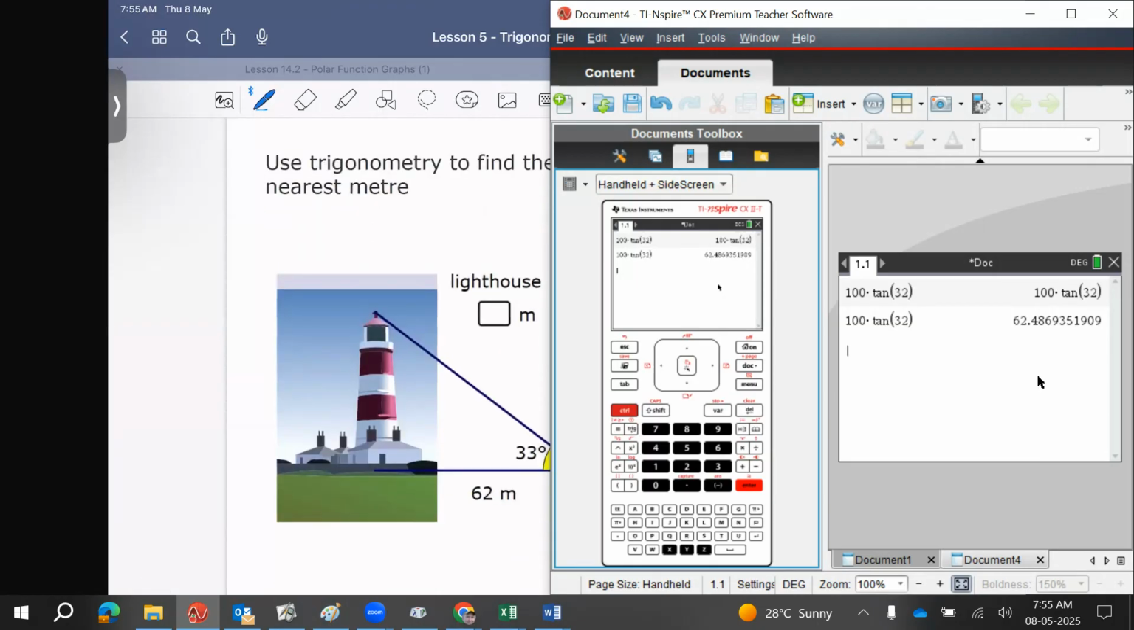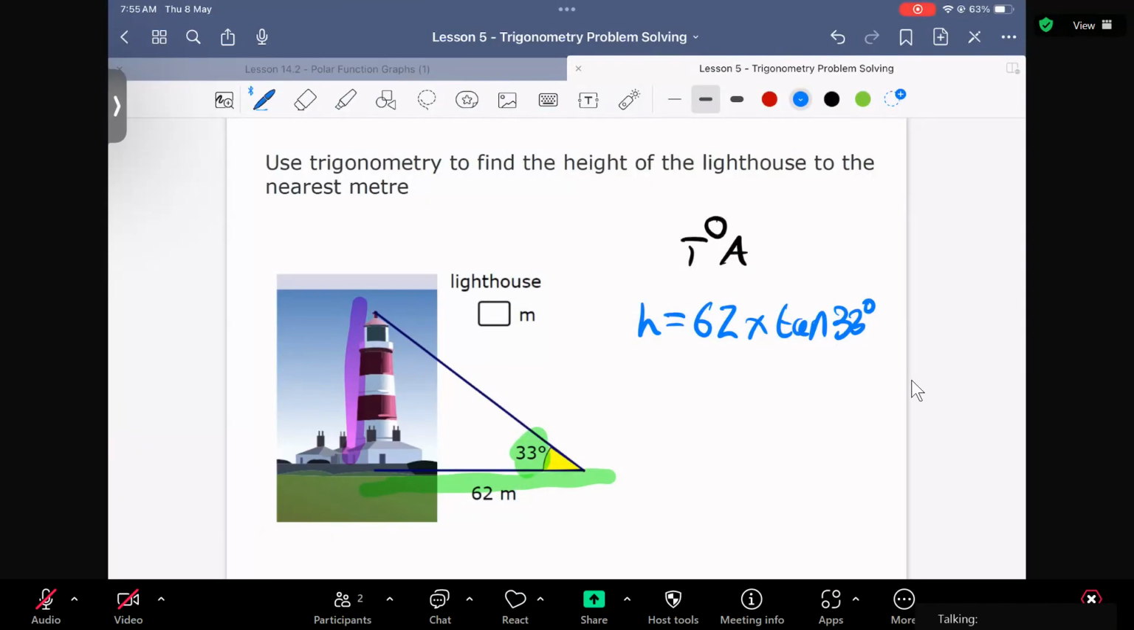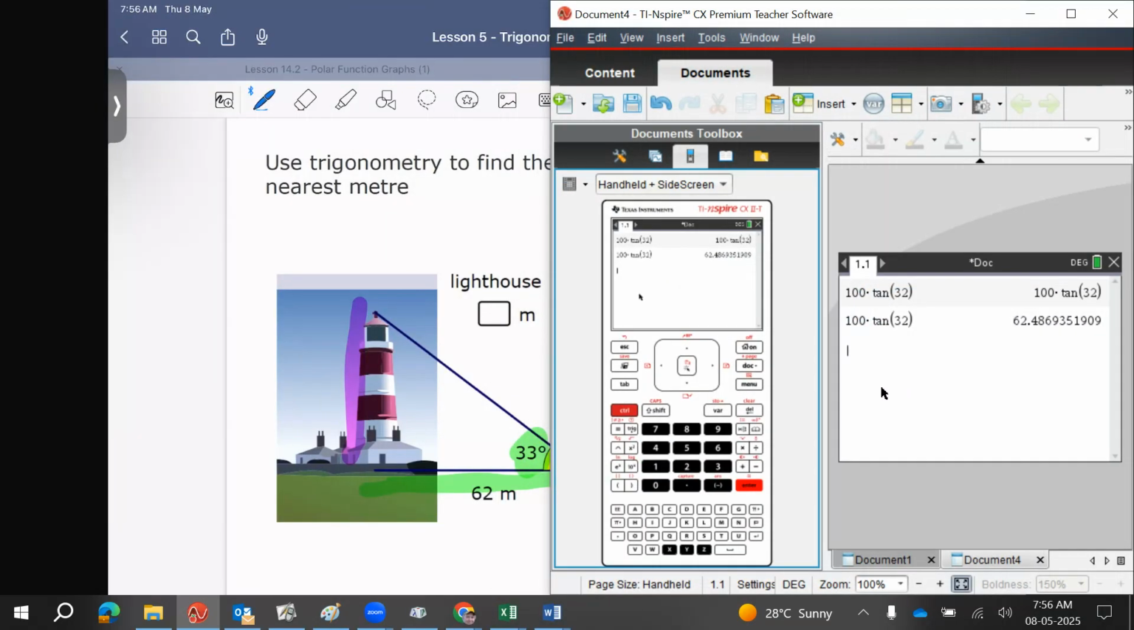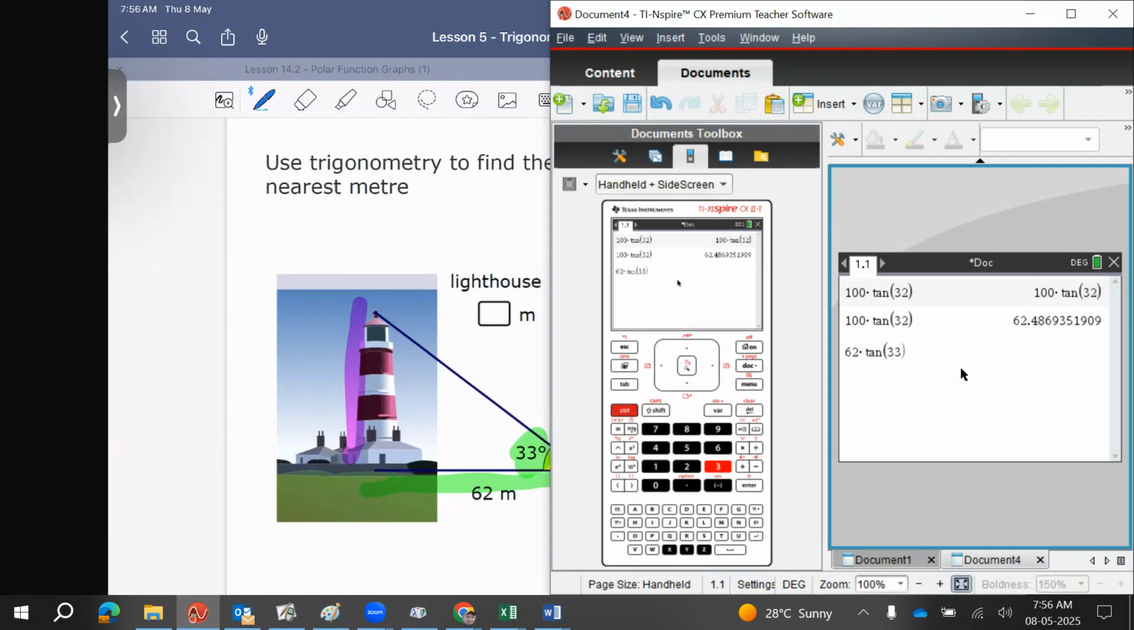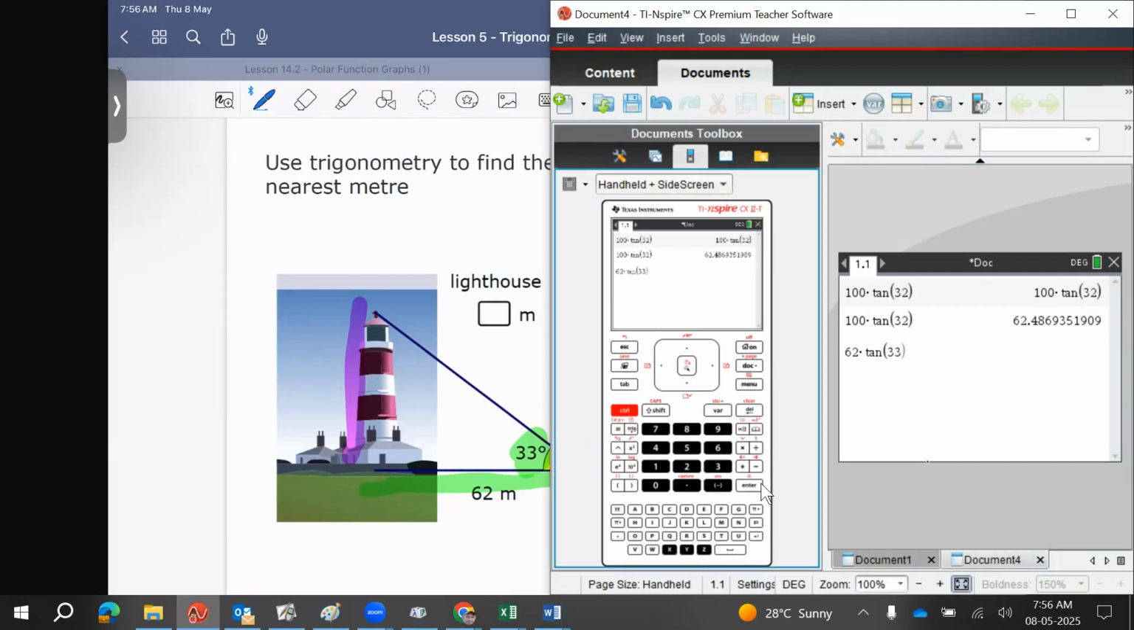Use trigonometry to find the height of the lighthouse to the nearest meter. Most of these problems are going to be tangent problems. In this case, we have the adjacent, we have the angle, and we are after the opposite. So that one, that you'll learn quickly, is TOA. We're after the opposite usually. So the opposite, which is the height, is going to be 62 times the tangent of 33 degrees. Sorry, let me pull that calculator up again. So 62 times the tangent of 33 degrees. Control Enter.